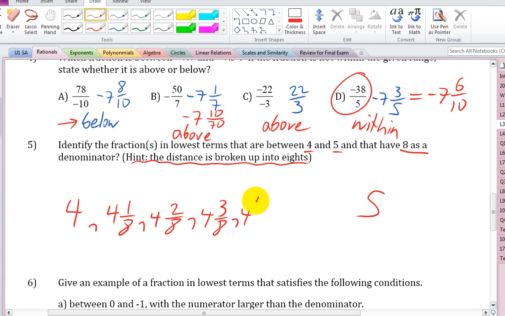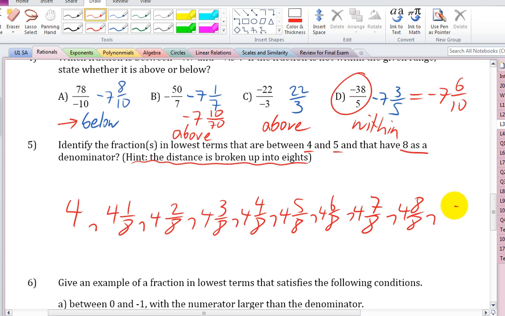4 and 3/8, 4 and 4/8, 4 and 5/8, I need more room, 4 and 6/8, 4 and 7/8, then 4 and 8/8 and then 5, right?